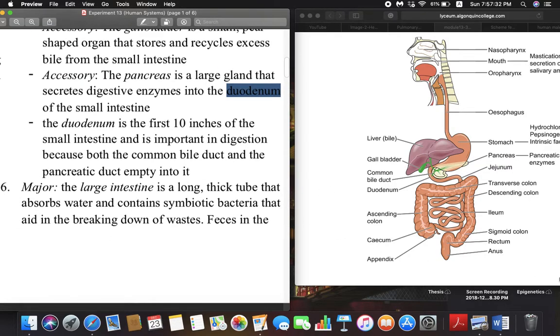After the small intestine is done with, which is divided into, of course, the duodenum, then the jejunum, and then the ileum, we have the large intestine, which is divided into the ascending colon, the transverse colon, and the descending colon. Remember, for the exam, we don't need to know sigmoid colon and anus, or we don't need to know their labels or locations on the diagram. So the large intestine is a long, thick tube that absorbs water and contains symbiotic bacteria. And the bacteria here continues digestion by breaking down the wastes.